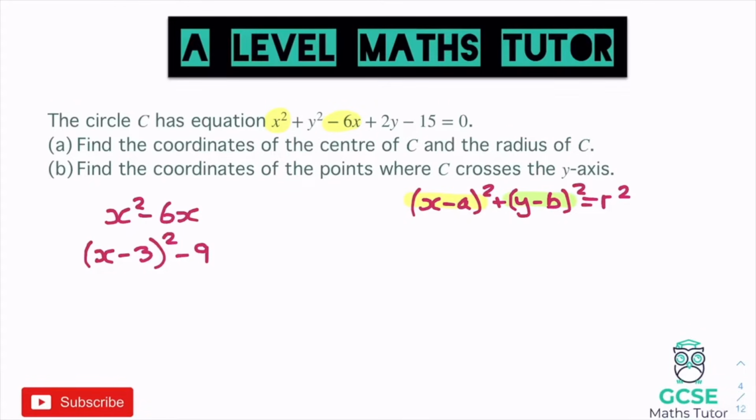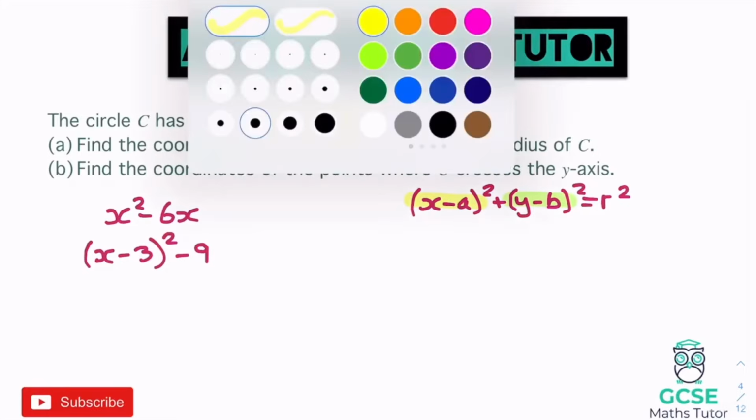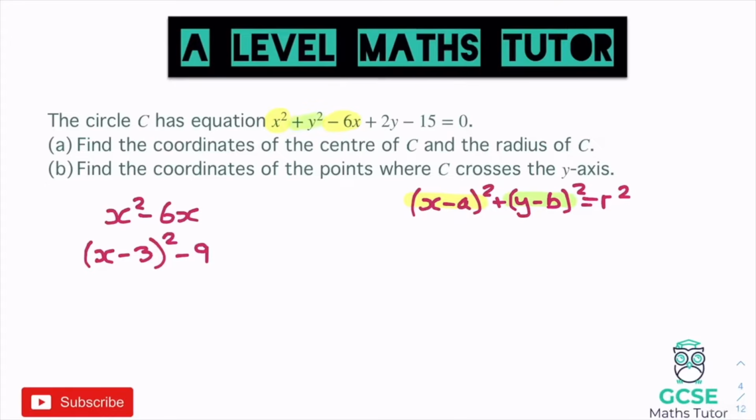We also have the y pieces. If we have a look at the y pieces in there, let's highlight those. We've got y squared and a plus 2y. Now if I put those in, I'll put a plus here as well. We've got y squared plus 2y.